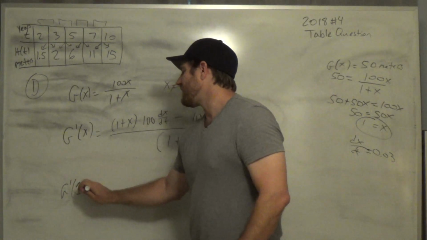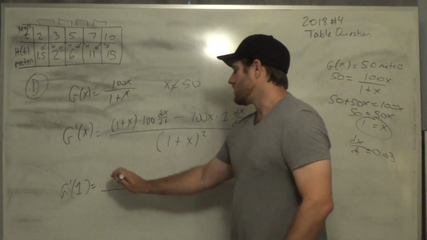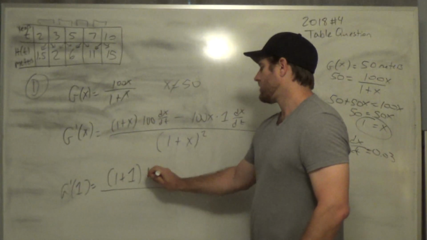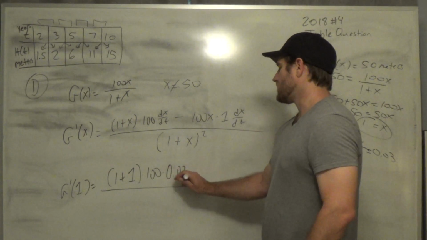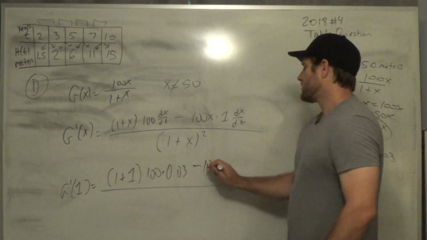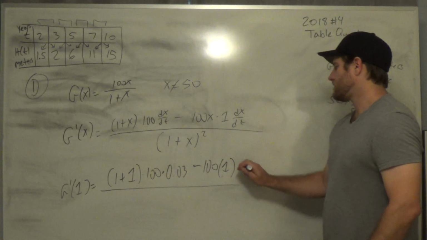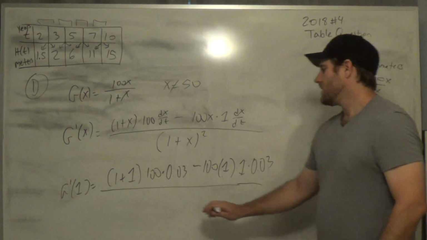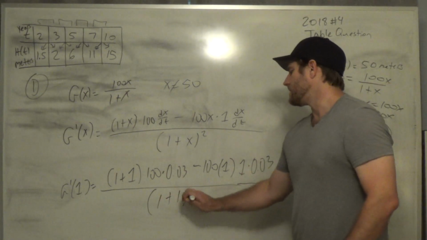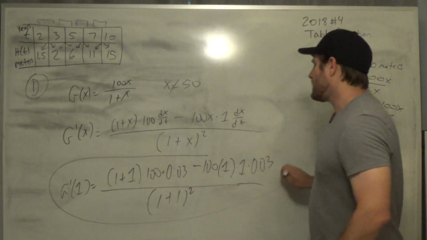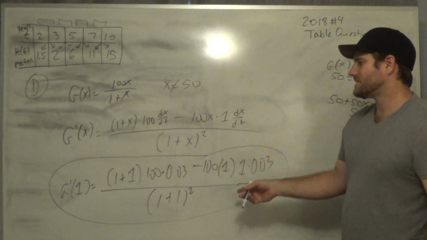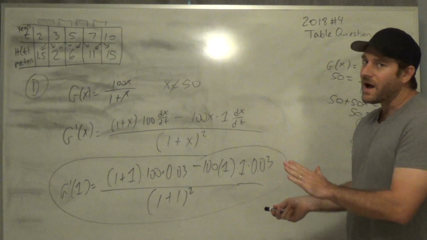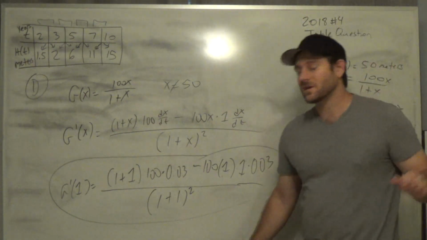g prime of, now I know x is 1. So it's 1 plus, that x turns into a 1. We have 100. We have dx dt is 0.03. Again, x is a 1. dx dt is 0.03. And on the bottom, again, x is a 1. And I know this problem looks ugly, and they even left it different online. This is how I would leave it, okay? Different ways of doing this one, but leave it here. If you were to simplify it, which you're not going to, you'd get 3/4, just like they have online.